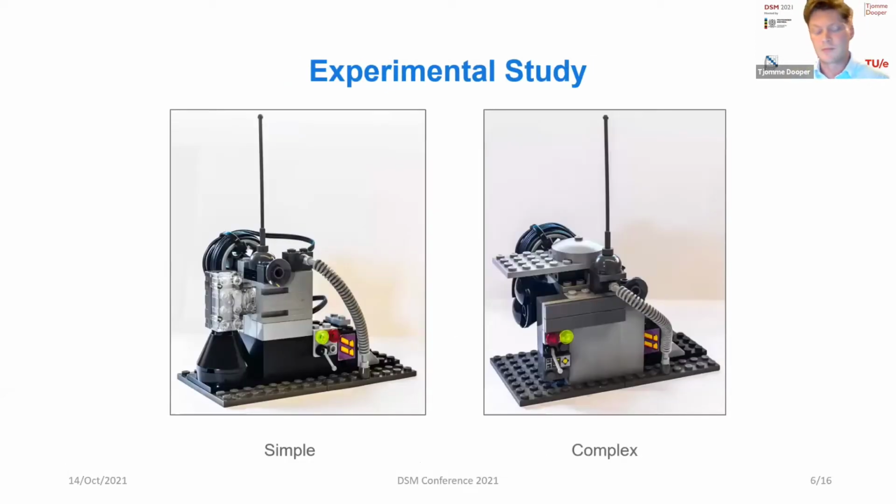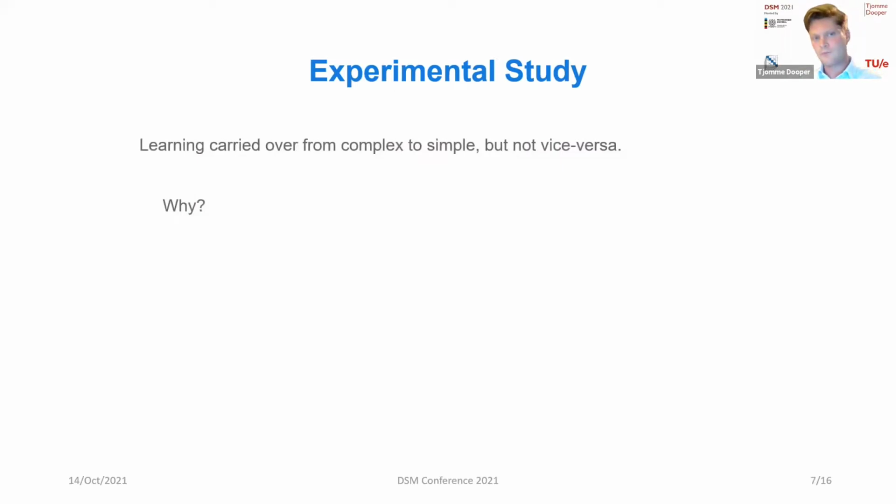I started out with a simple experimental study in which a group of people, actually two groups of people, assembled a simple machine made out of Lego. So there were two variants. One is simpler than the other, and both groups made both variants, but one group started with the simple variant, made it 5 times, and then moved on to the more complex variant. And the other group started with the complex variant and then switched to the simple one after making it 5 times. And the most important conclusion I drew from this small study was that learning carried over from the complex product to the simple one, but not the other way around.